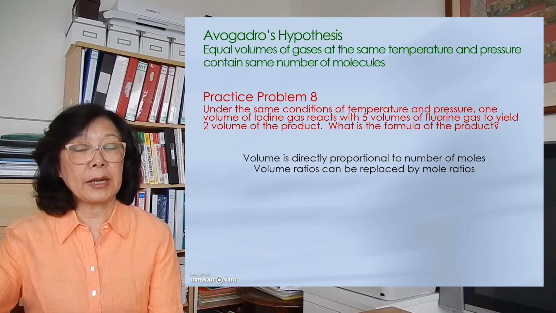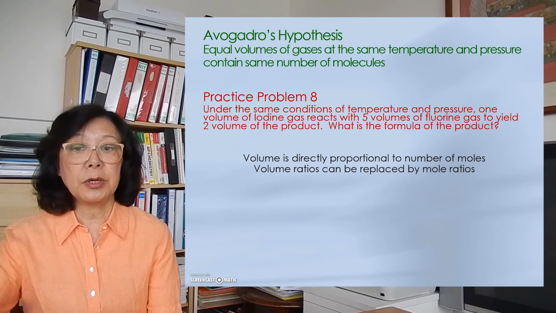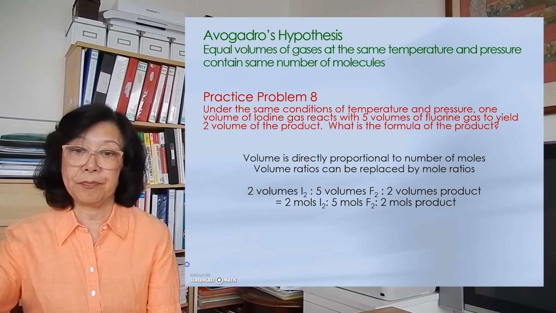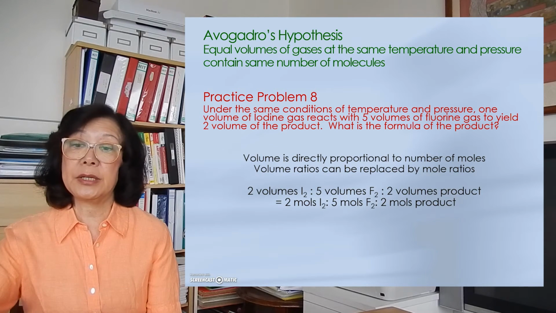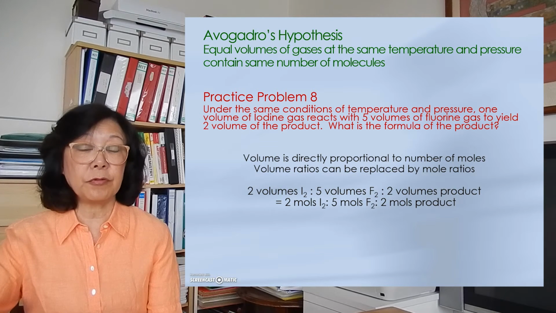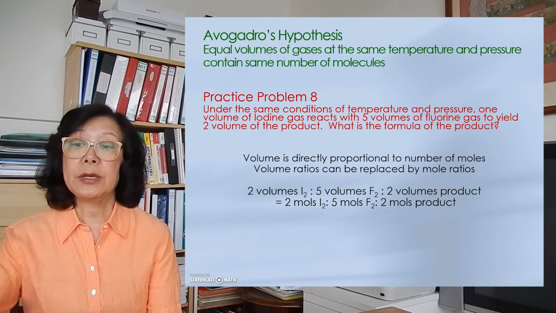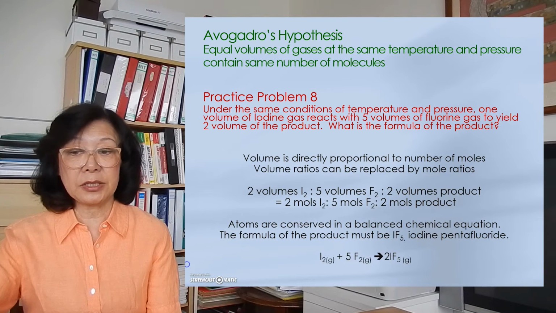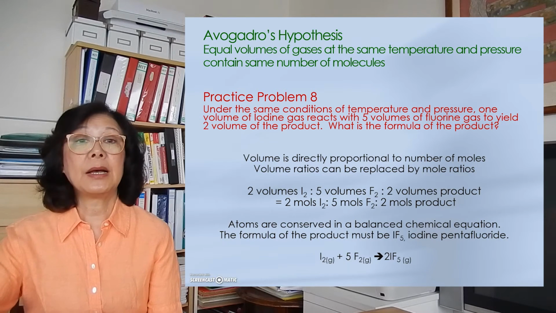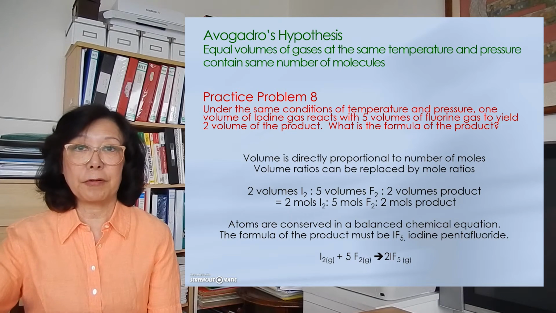As volume is directly proportional to number of moles, we can replace the volume by moles in a balanced equation. So now we have 1 mole of iodine reacting with 5 moles of fluorine to form 2 moles of the product. Therefore, when we write the balanced equation, we realize the product has to be iodine pentafluoride, 2 moles of IF5.